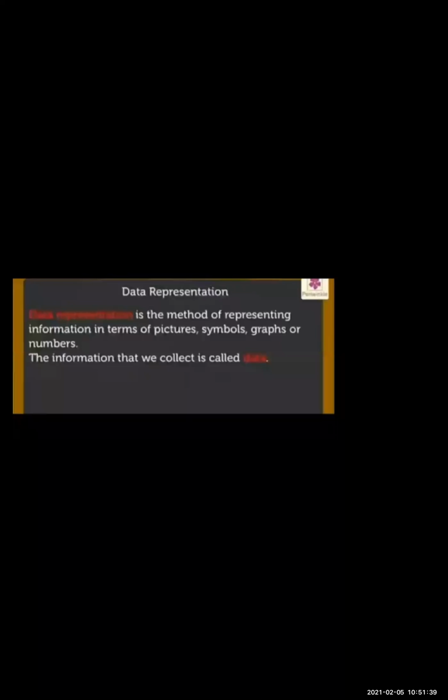It is already given in red color, which I'm going to explain to you. It's given in red color but not visible. So data representation is given in red color. First line: data representation is the method of representing information in terms of pictures, symbols, graphs, or numbers. That already I told you. Already I gave you some examples in the last lecture, that is the pictograph lecture.